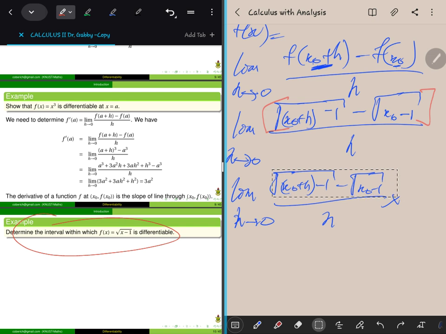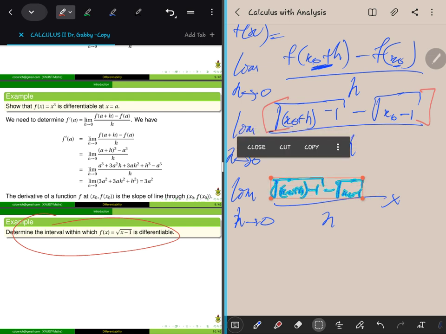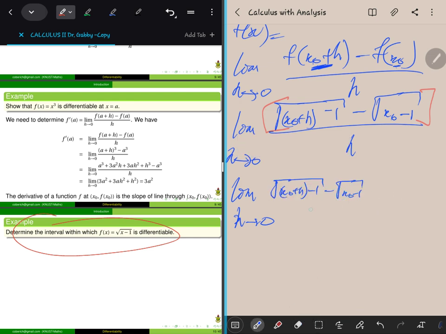And when we do that, we make whatever we are doing simple, like we are rationalizing it. That helps us to get a way to eliminate all the h that are in there. That way we can make our work easier.